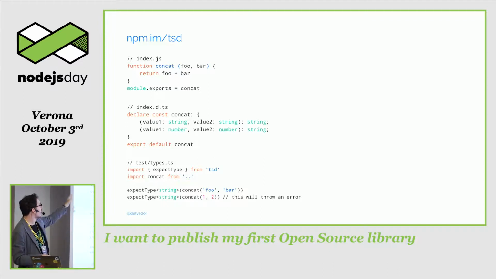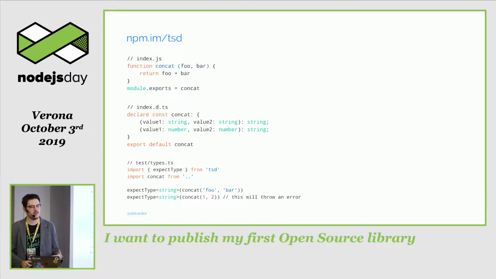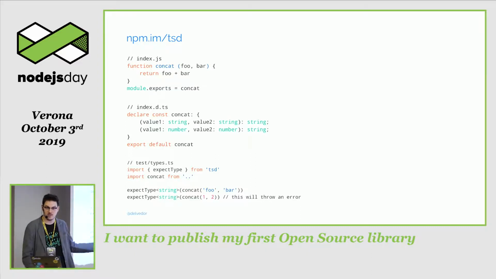So we have concat, foo bar, plus bar, and then you have your type definition, which says, if you give me 2 strings, I will get you back a string. If you give me two numbers, I will give you back a string in any case. And then you write your code, your testing here. So you say expect type string if I'm calling toString, expect type string if I'm giving 2 numbers. And this test will fail, will throw an error because obviously this is not happening.